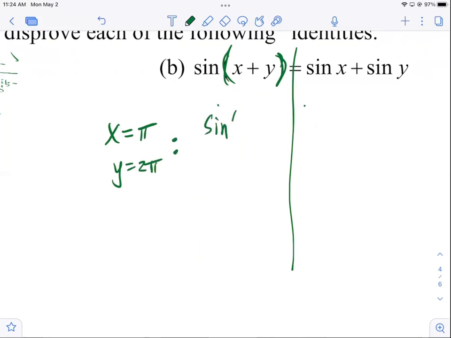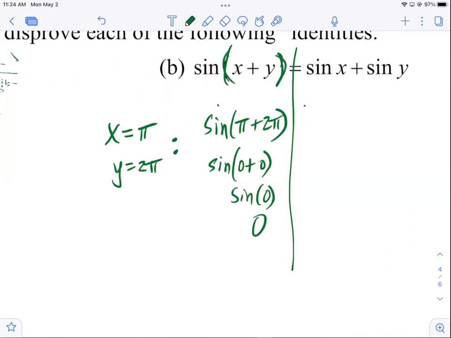So we get sine of pi plus 2 pi. That's sine of 0 plus 0, which is sine of 0, which is 0. And over here we get sine of pi plus sine of 2 pi, which is 0 plus 0, which is 0. Ah, I guess it does work. I guess you can distribute inside. Does that mean it's an identity?